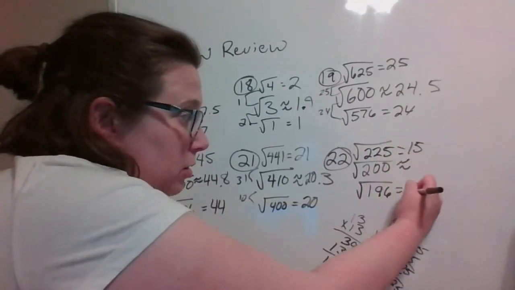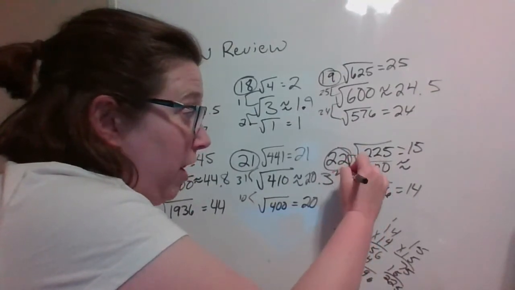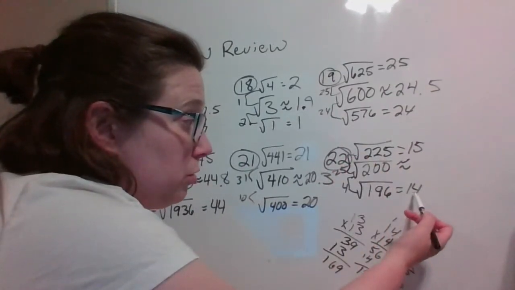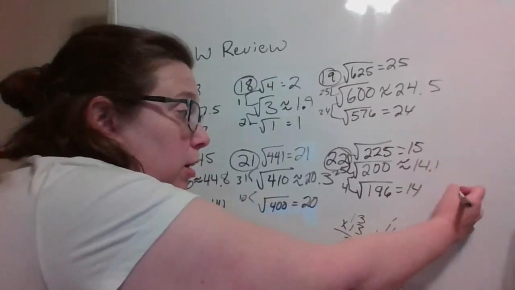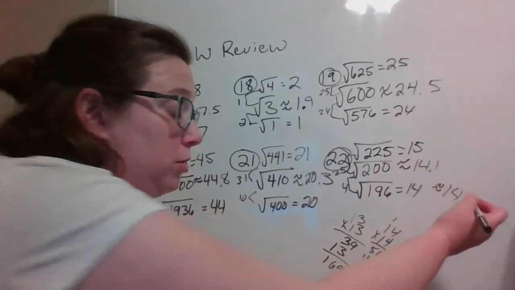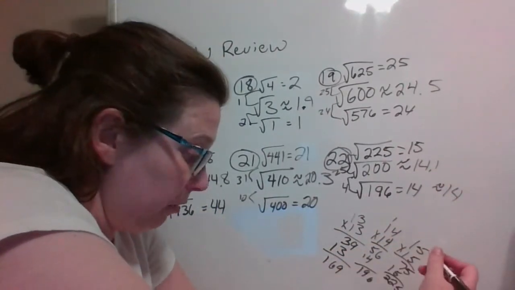So this is 15, this is 14. These are only 4 apart, these are 25 apart, so it's way closer to 14. I'm going to say 14.1, and it told us to round to the nearest foot, so we can say about 14 feet for that one.